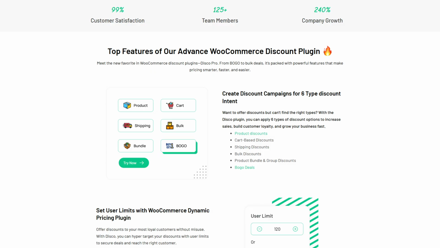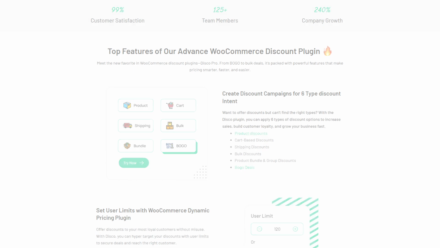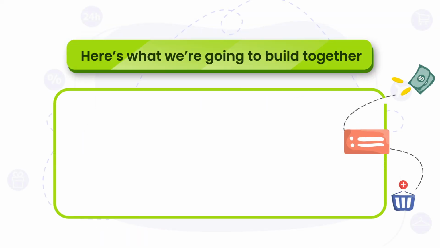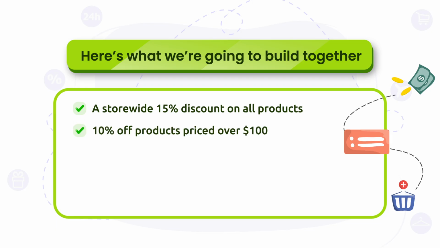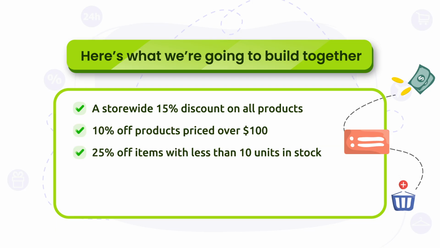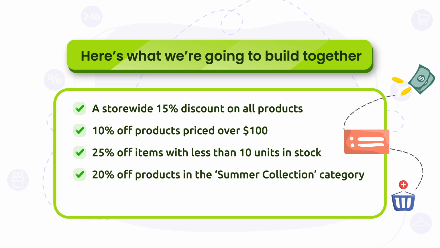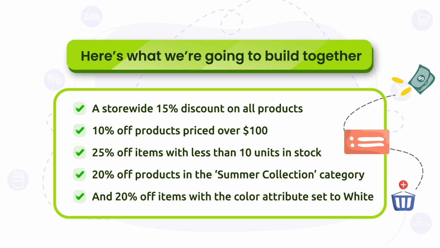But today we're going to focus on just one type, product-based discounts, and I'll walk you through 5 real examples you can set up right away using Disco. Here's what we're going to build together: a store-wide 15% discount on all products, 10% off products priced over $100, 25% off items with less than 10 units in stock, 20% off products in the summer collection category, and 20% off items with the color attribute set to white.